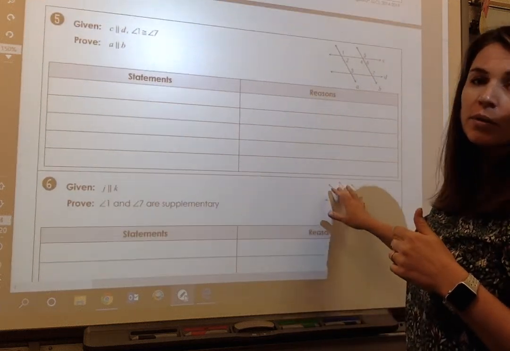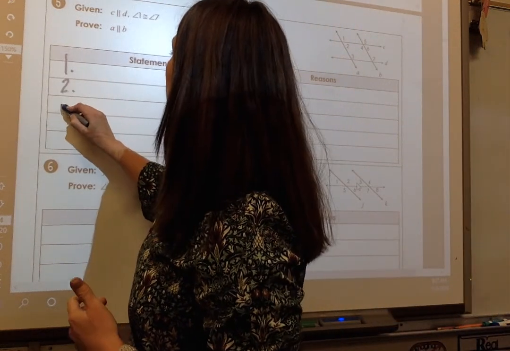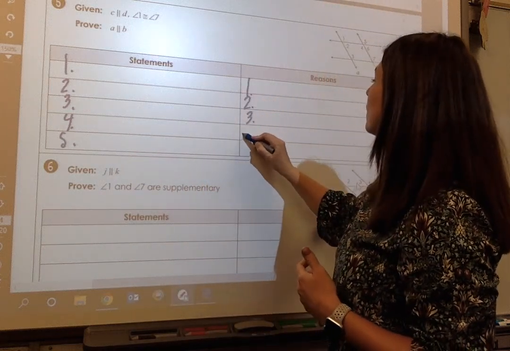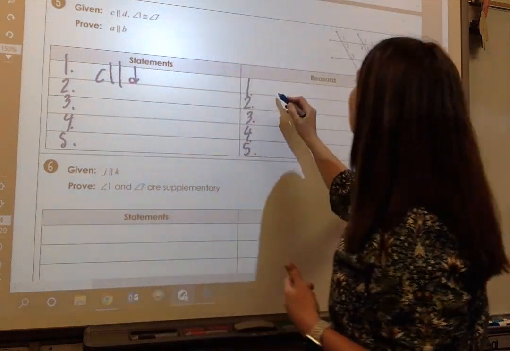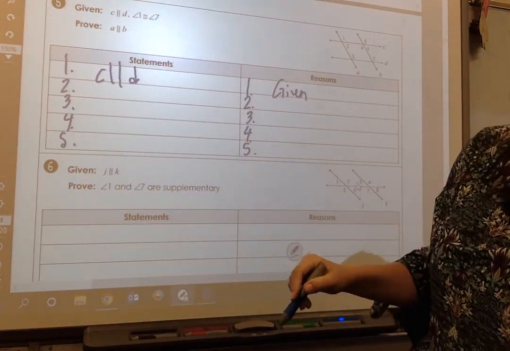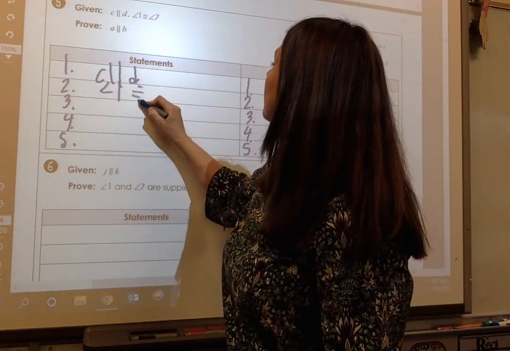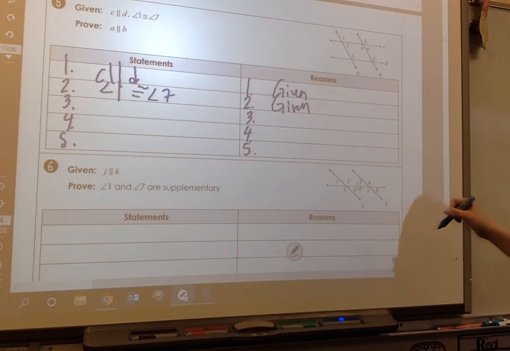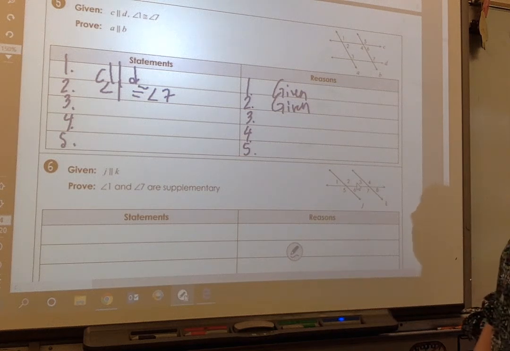Let's take a look at number 5. Again, here we go with the numbering: 1, 2, 3, 4, and 5. So C is parallel to D. That's a given statement. Angle 1 is congruent to angle 7, and that's a given statement. So let's look at this. Angle 1 and 7 being congruent really doesn't tell us much.